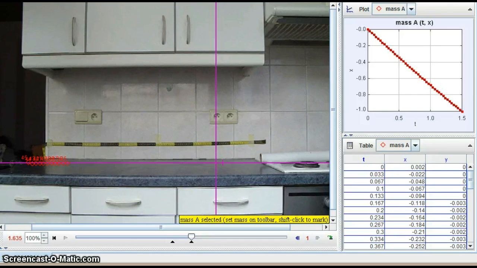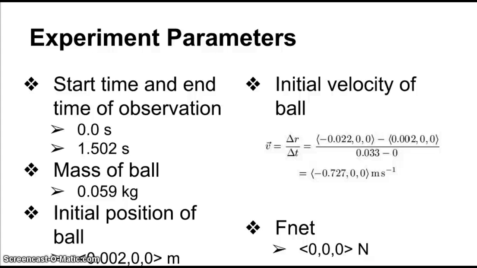The ball moves in a negative direction along the x-axis. The axis origin is located at the center of the ball. The modeling parameters extracted from the observed data are shown here. The start and the end time of the body's motion and its initial position are given. The initial velocity is taken from the first two positions and time entries recorded by the tracker and calculated as shown. This data will be entered into the Python script that models the motion.